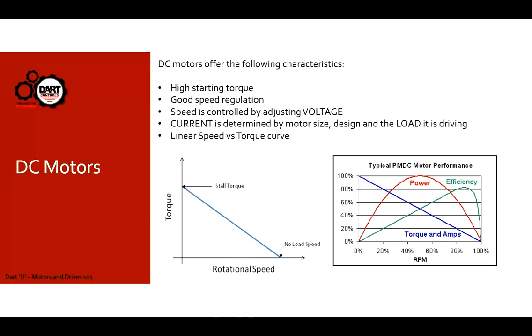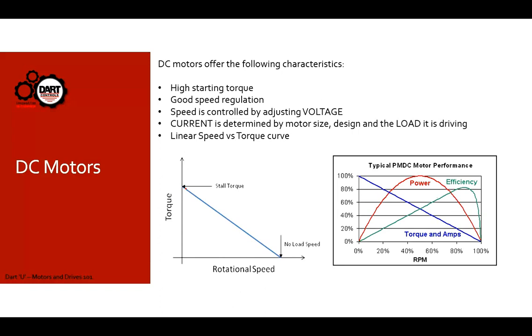In terms of speed regulation, DC motors are relatively easy to maintain a nice constant speed. They have a relatively wide speed range, and we'll define what those mean here in a minute. The speed in a DC motor is controlled by adjusting voltage. The current that a motor uses is determined by its rating or its size and its design and whatever is connected to that motor.